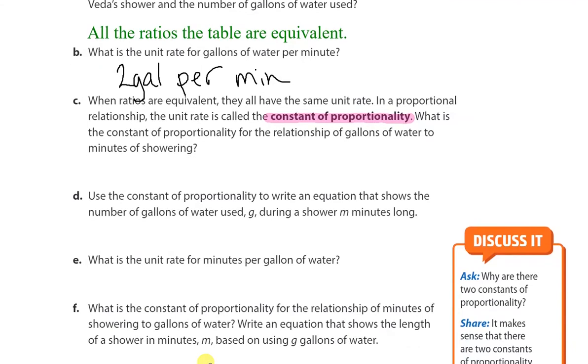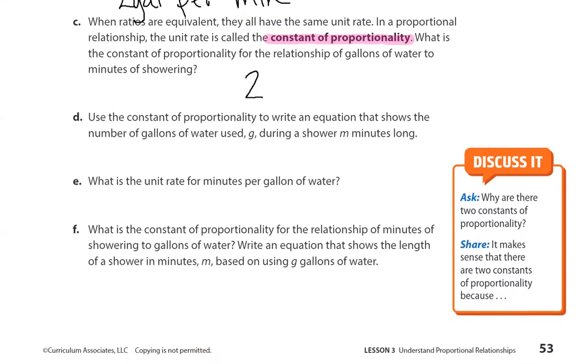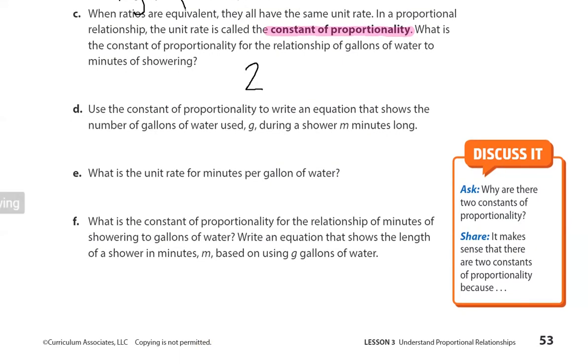The constant of proportionality. What is the constant of proportionality for the relationship of gallons of water to minutes showering? Well, if it's gallons per minute, how many gallons per minute was it? It was 2. That's it. 2 gallons per minute. Use the constant of proportionality, which, if you recall, was 2, to write an equation that shows the number of gallons of water used. We're going to use G for gallons during a shower that's m minutes long.